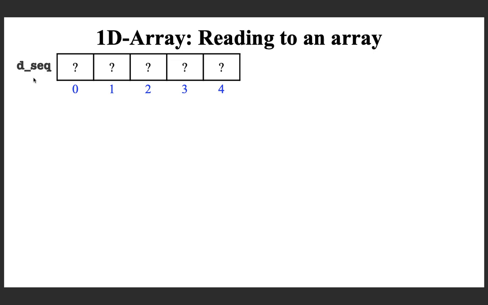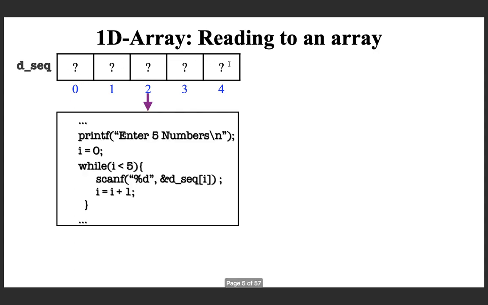The first example is how you can read elements into an array. Now suppose you have a sequence of 5 decimal numbers, maybe DSeq of integers, then how will you read elements into it? Now you don't know what is the element at every position because it is just declared. Now you can use a program like this to read elements into the array.